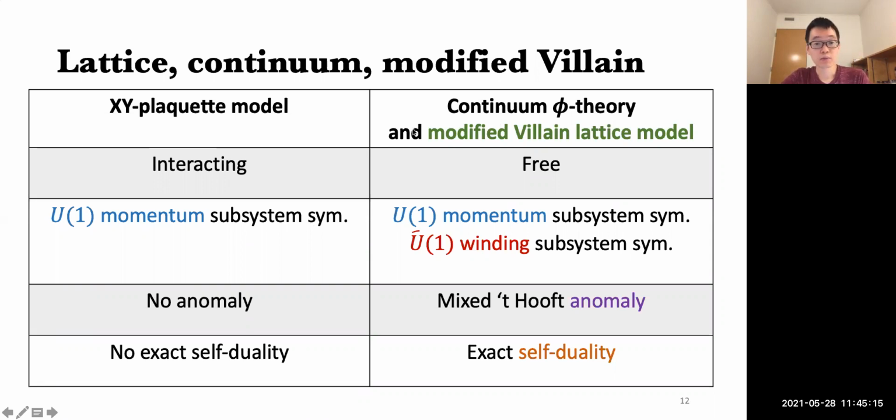In this most recent work with Nati, Pranay, and Hotat, we introduced a new modified Villain lattice model that shares many similar features with the continuum field theory. Both of them are free. Both of them realize two U(1) subsystem symmetries, and the two U(1) subsystem symmetries have a mixed 't Hooft anomaly, and the model exhibits exact self-duality.